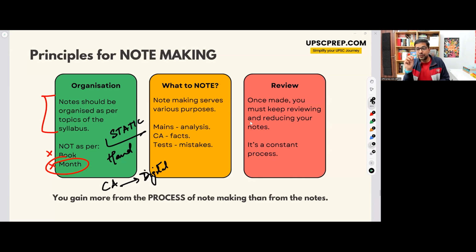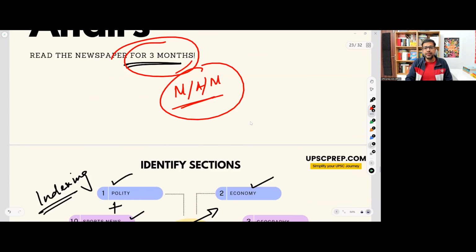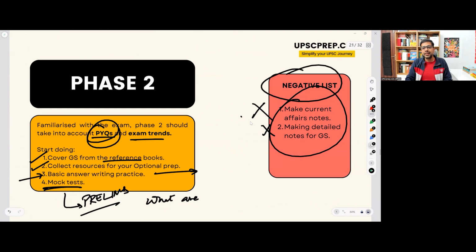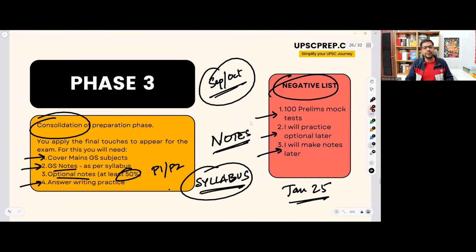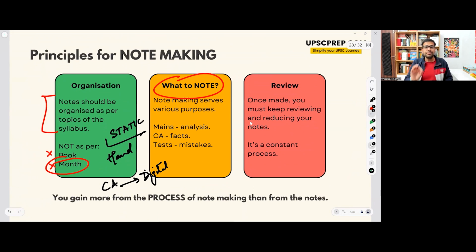Yes or no? Coming to the other question of what to note. What to note is very, very important here. Why? Because when we're beginning preparation, and this is the reason why I said do not make notes in phase 2. Phase 2 का जो negative list है, detailed notes for GS यहाँ पे लिखा है. Do not make detailed notes in phase 2. Phase 3 is when you start making notes. यहाँ पे notes है.